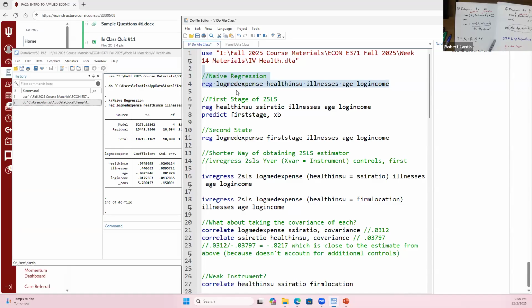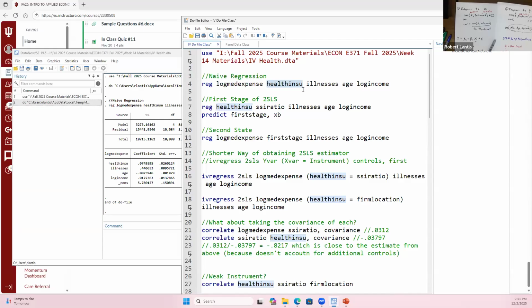So the first thing that we'll do is run a first stage regression, where I know that there's some selection of who's getting health insurance. I know there's this omitted variable bias that's screwing up my coefficient. So I'm going to run a first stage regression where I look at that X variable that I want to instrument. So I'll look at health insurance. That will now become my Y variable, or my dependent variable. Now, when I'm running instrumental variables, I have to include all of the other controls as well. So I will still need to include illnesses, age, and the natural log of income.